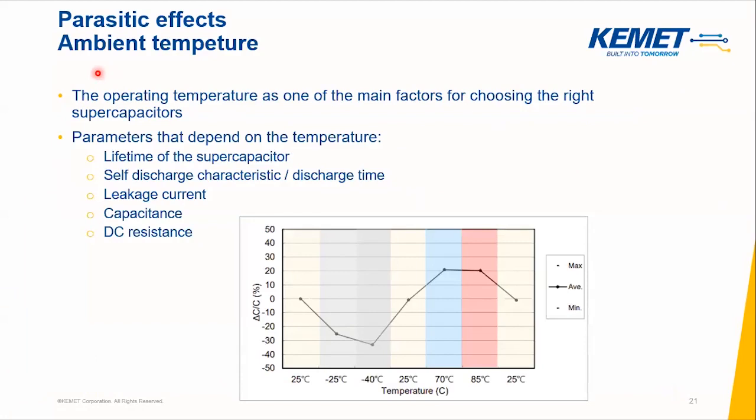Another important parameter to look for is the ambient temperature, because the operating temperature is one of the main factors for choosing the right supercaps. Temperature can affect the lifetime of supercaps, the self-discharge characteristic, or the discharge time of the supercaps. It affects the leakage current, the capacitance, and also the DC resistance. As you can see here, this is a graph of how the value of the capacitance can change with temperature. So look at how much the different parameters vary regarding your operating temperature.